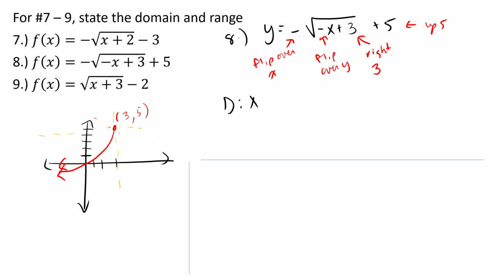Alrighty. So looking at my domain, x looks like it's going to be less than or equal to 3. And my range y also is less than, because it's heading down, less than or equal to 5. Let's check it on Desmos.